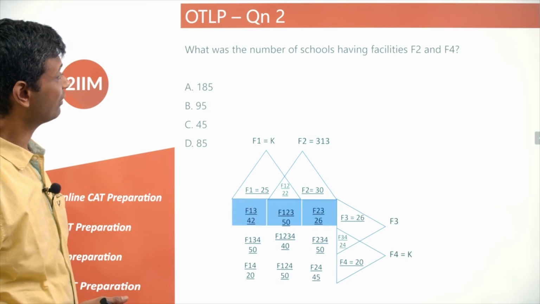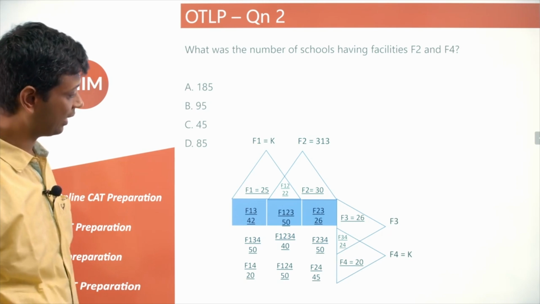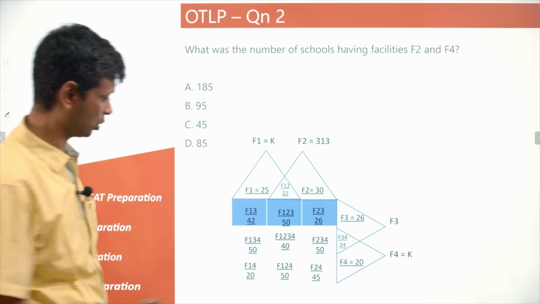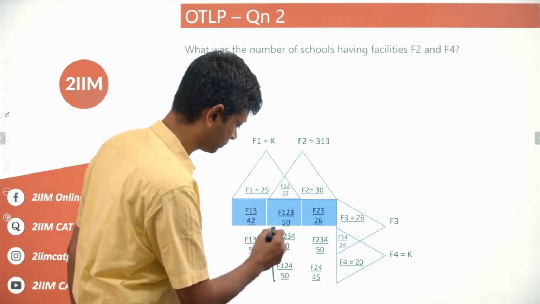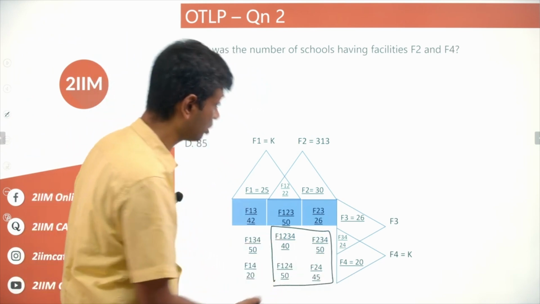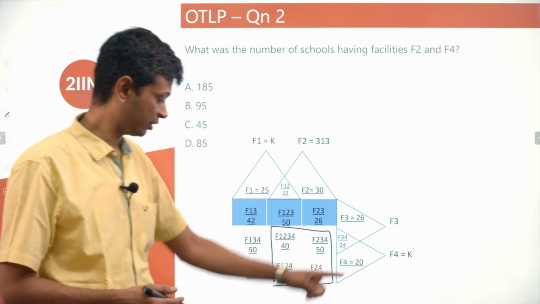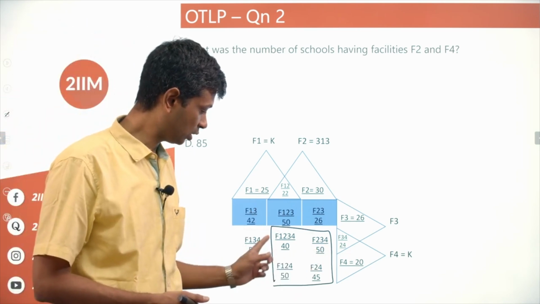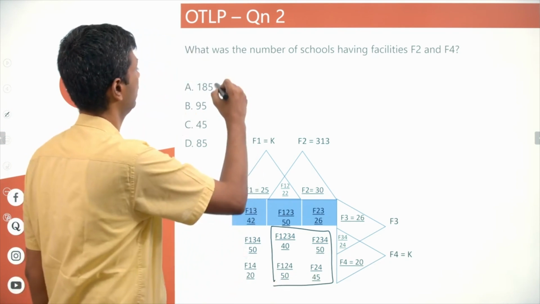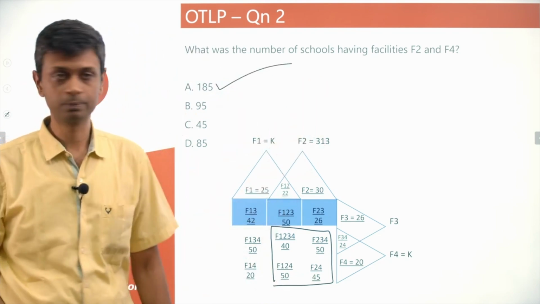What are the number of schools having facilities F2 and F4? F2 and F4 is some of these 4. Remember, it's not F2 and F4 only. It is F2 and F4, this entire intersection. 50 plus 50 is 100, 140, 185. Luckily, that is one of the choices. We're good to go.